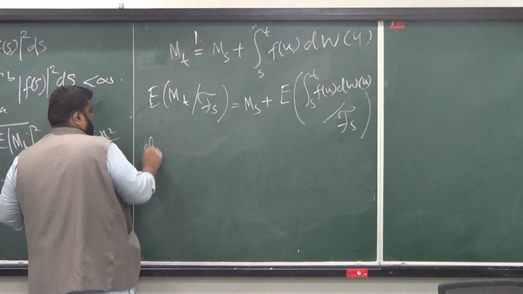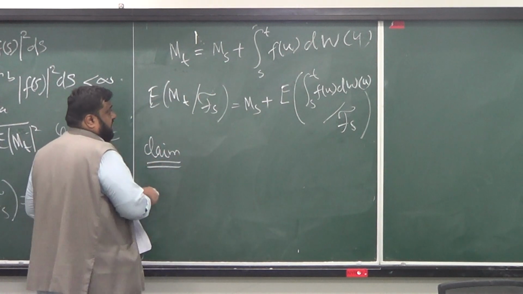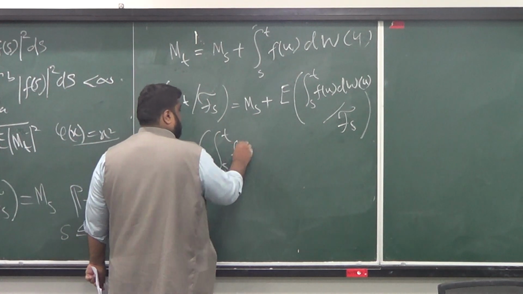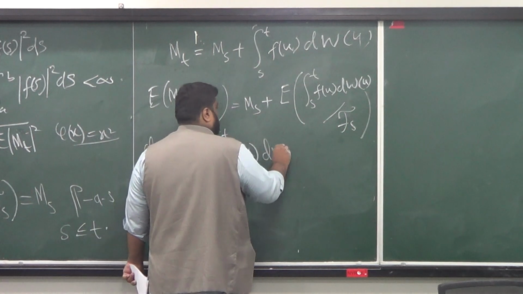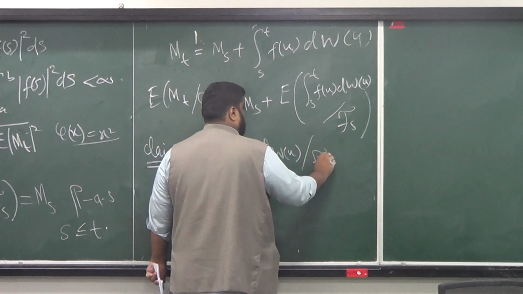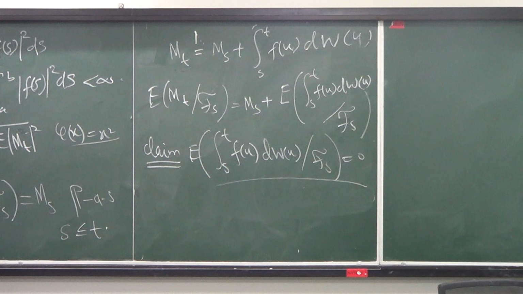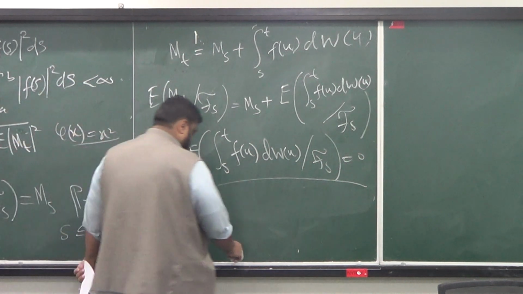So the next claim that I have is that this expectation of the integral from s to t of f(u) dW(u) given F_s is 0. And this trick through which I'm going to prove it is 0, see this not only as an argument, but as a method. Quite often we use a similar kind of reasoning when we want something like this to happen.